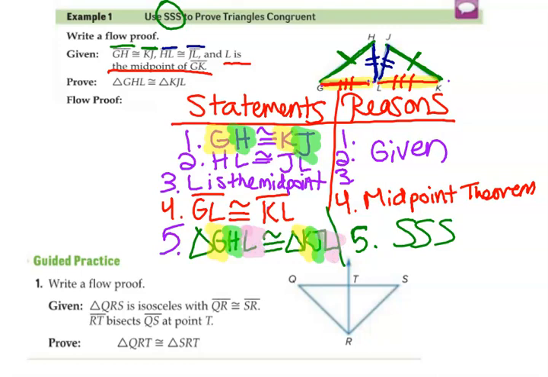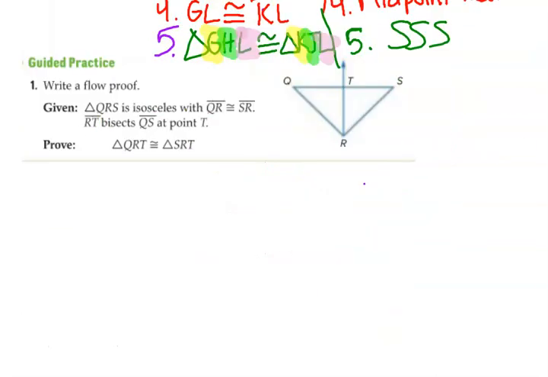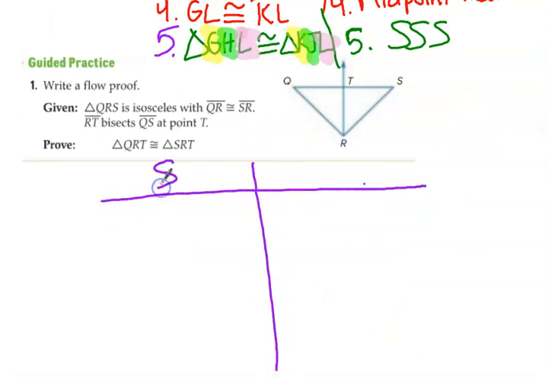All right, so now the next one, write a flow proof for this information. Again, like G has been saying, we first need to make a plan before we just start writing things down. Okay, so let's figure out what did they actually give us. So QRS, this big triangle right here, is isosceles. So we're saying QR, this one right here, and SR are congruent. Okay, so we know that those two are congruent.